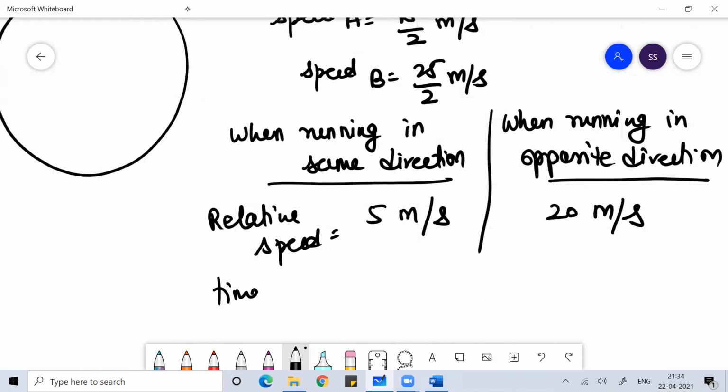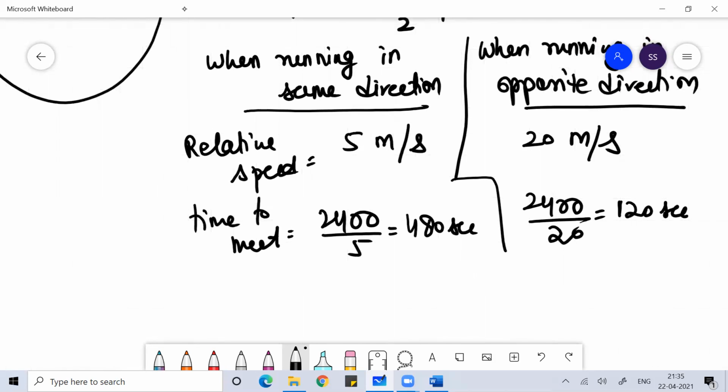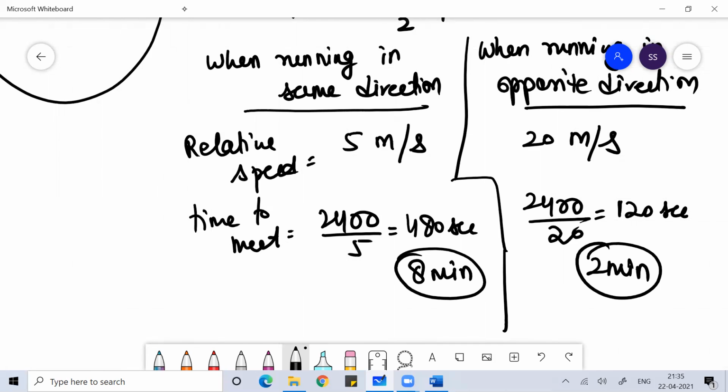So time to meet, first time, that would be 2400 divided by 5. So this would be 480 second. And this would be time to meet, that would be 2400 by 20. This will be 120 second. So this means 480, 6 8s are 48. They'll meet after 8 minutes when they run in same direction, or they'll meet after 2 minutes when they run in opposite direction.